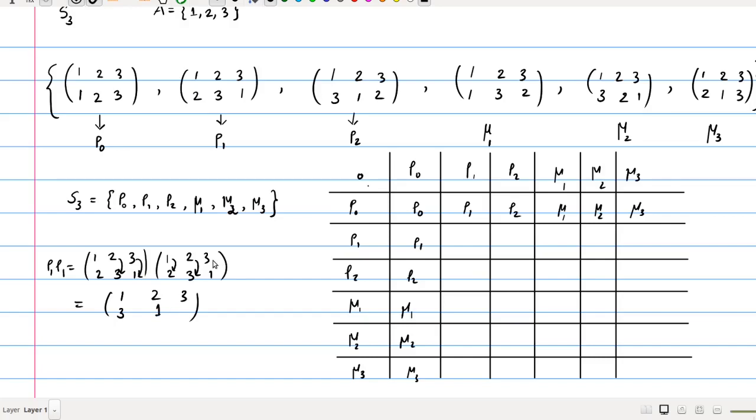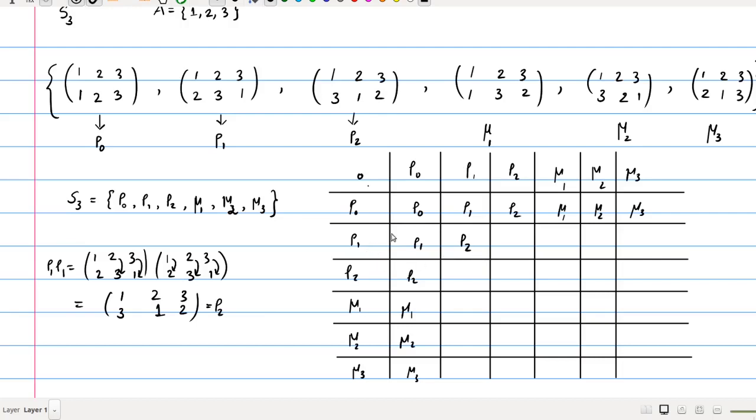In order to get the image of 3, 3 goes to 1 and 1 goes to 2. So 1 goes to 3, 2 goes to 1, 3 goes to 2. Observing our nomenclature, this is nothing but our rho 2. Rho 2 is: 1 goes to 3, 2 goes to 1, 3 goes to 2. So you can write rho 1 rho 1 is rho 2 itself.